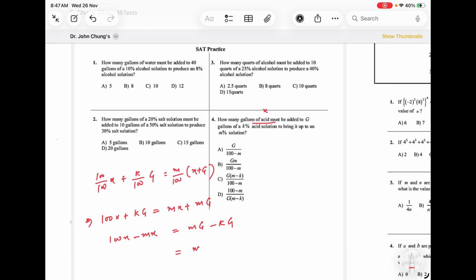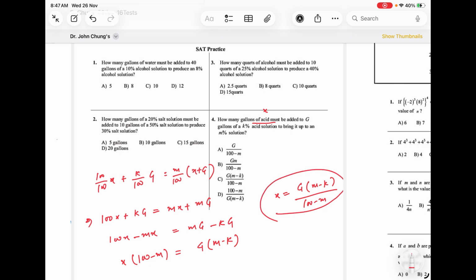So it is G common in the right hand side, and X common in the left hand side. So X comes out to be G times of M minus K over 100 minus M. Right? So this is the right answer.